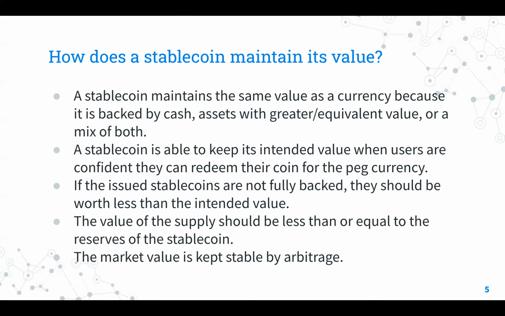So that means the value of the supply should be less than or equal to the reserves of whoever manages the stable coin. And the market value of a stable coin is kept stable by arbitrage. Like Sarah mentioned earlier, Tether can go up to like $1.01, but it'll come back down eventually because people will see the arbitrage opportunity and equalize the market, because people typically always believe that one stable coin is $1. So it'll come back to normal.